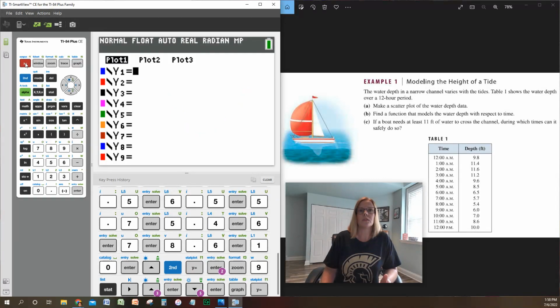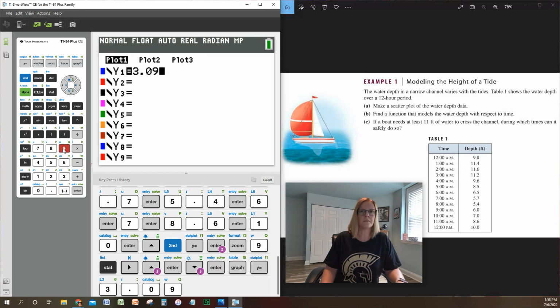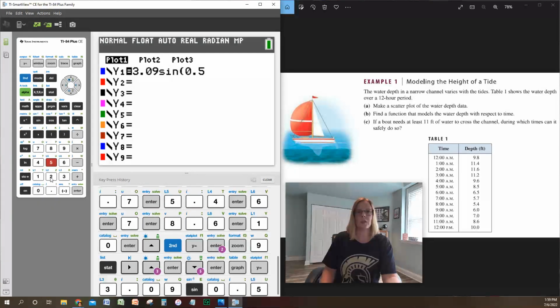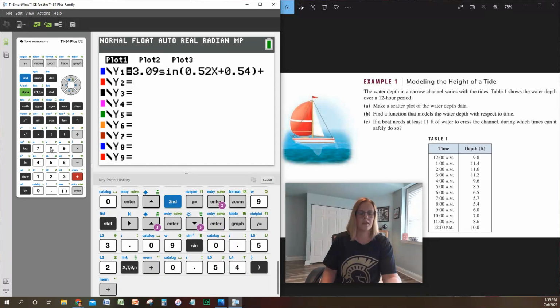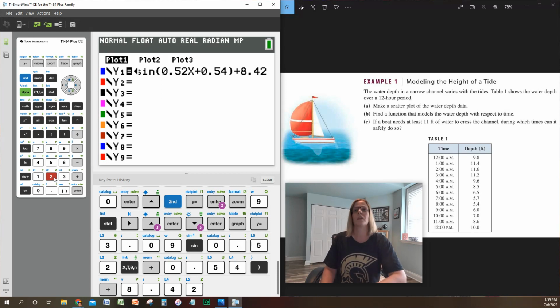So I'm going to go to y equals, and I'm going to type in that equation that we wrote down. So that was 3.09. And then you have to do the sine function, and then the parentheses automatically pop up. You can type in the 0.52. You can put the 0 in front of the 0.52, or you can just do .52. Remember the X is the X button, plus 0.54. And then you need to close your parentheses and then add the 8.42. So that was the equation that we got from the calculator.